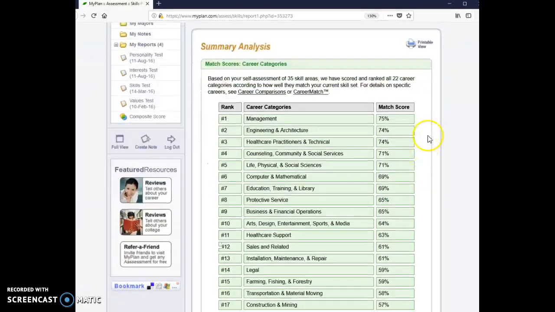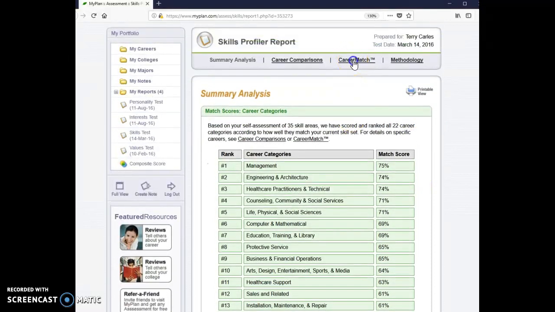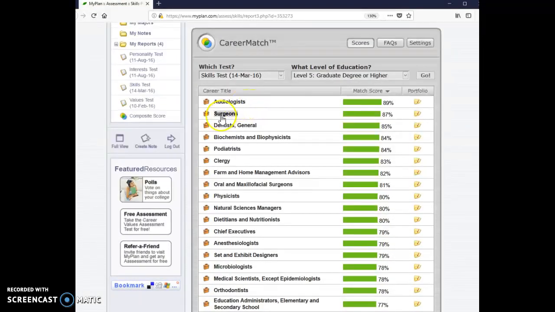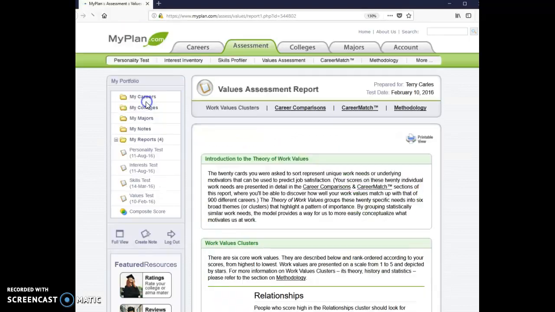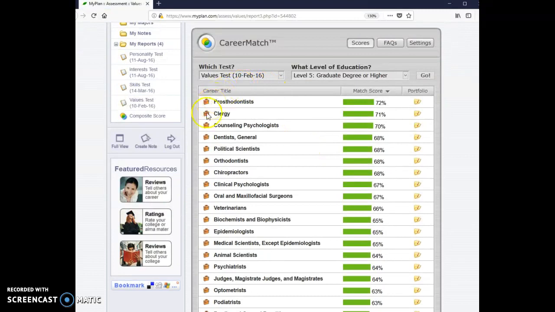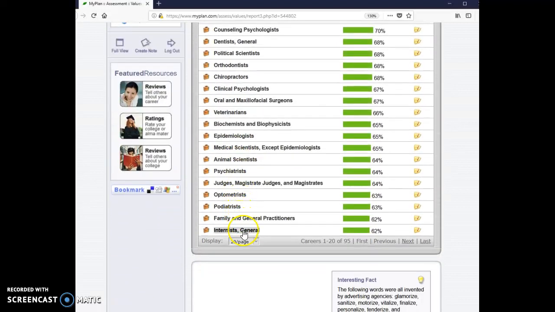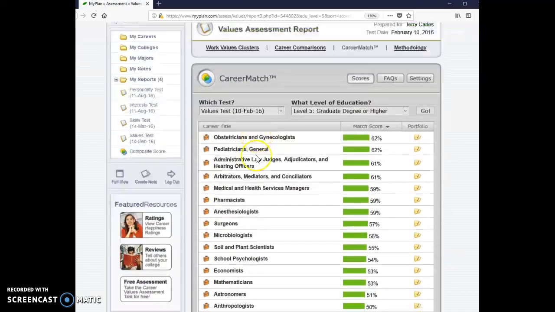I've just clicked on skills, and if I click on career match, again, some of the similar ones come up, but here I start to see a lot more medical fields, which in reality I was never interested in. If I go to values and click career match, you will start to see the same counseling type of positions. And if you go down far enough, you will start to find education. So I can go to the next list.